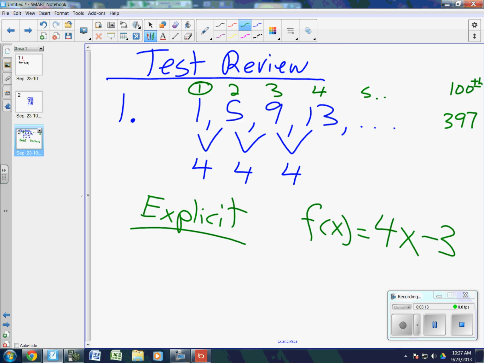Okay, now, a recursive formula. What's a recursive formula going to do right here? What do we do?